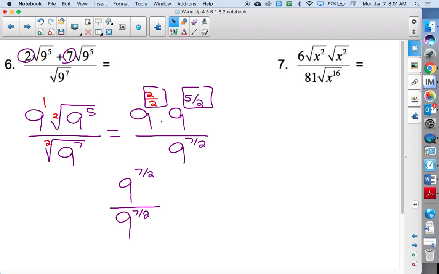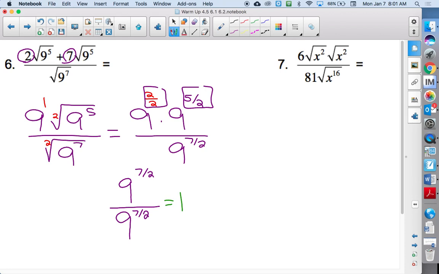So we have 9 to the 7 halves divided by 9 to the 7 halves. What's 9 to the 7 halves divided by 9 to the 7 halves equal to? Not a trick question. 1, yeah. So you can look at that 2 different ways. The same thing divided by the same thing is 1. Or when you have exponents, you're supposed to subtract. Well, 7 halves minus 7 halves is 0. 9 to the 0 is also 1. So either way, you can validate why it's equal to 1. If you have the same thing divided by the same thing, it's always equal to 1.